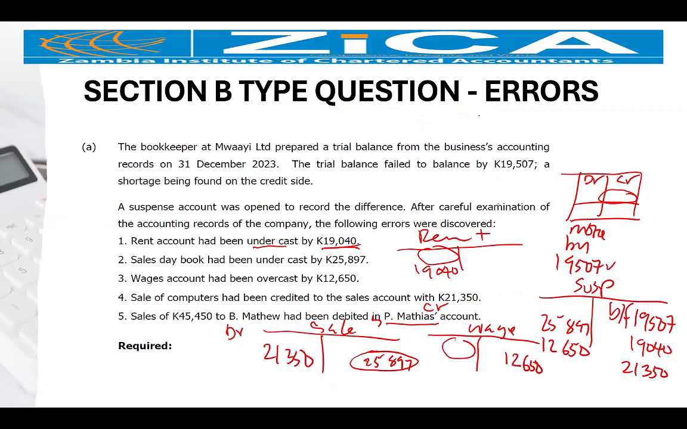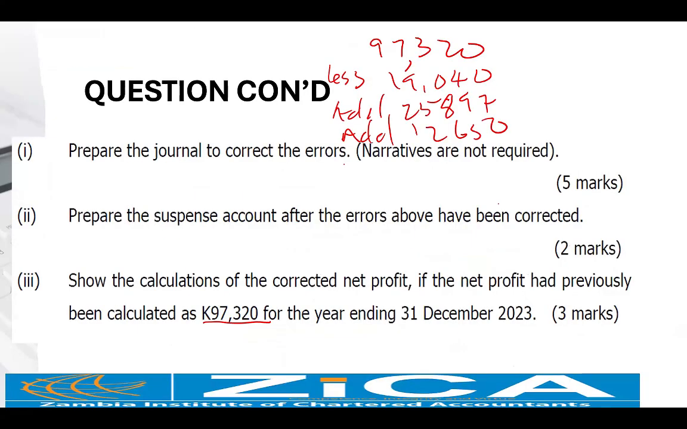The other one, again, as long as it's a profit and loss item affected: you sell a computer, but you credit the sales account, meaning sales were overstated. If sales were overstated, the profit also was overstated by 21,350. We need to reduce it. So there we'll say less 21,350. The less figure, put it in brackets, it's a good habit.